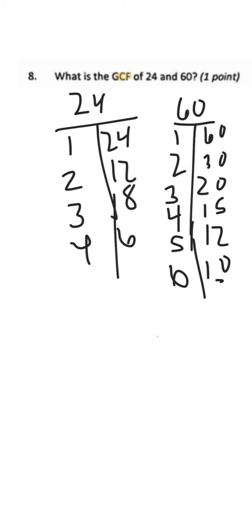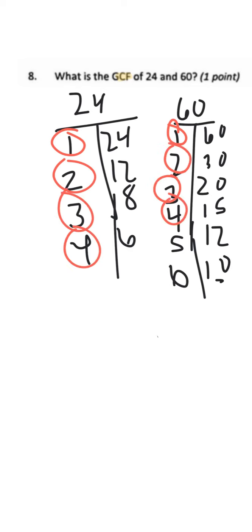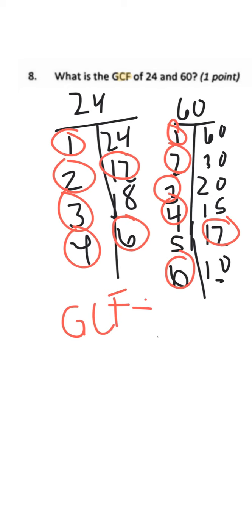So then we're just gonna find our common factors, right? Obviously 1 is always gonna be in there. 2, 3, 4, 5's on this side but not on this side. 6 is here and 6 is here. 8's on this side but not on that side, 12's on this side and on this side, and 24 is only on this side. So what's the biggest number I have? Well, my GCF equals 12. So that's one way to do it.